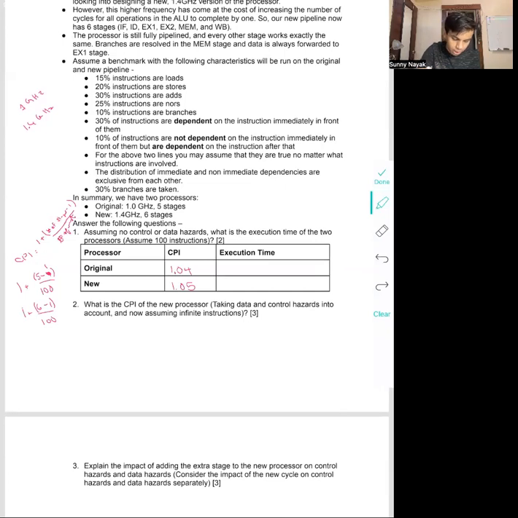Here we have a CPI of 1.04. We're executing 100 instructions, and we're going to divide by how fast we're executing them, which in our case is 1.0 gigahertz. If I do the math, we get 104 divided by 1.0 gigahertz. When we're dividing by a giga, the inverse is nano, so it's easier just to say 104 nanoseconds.